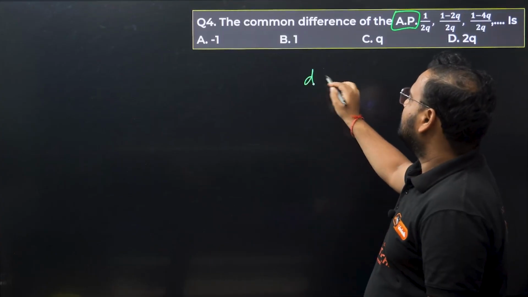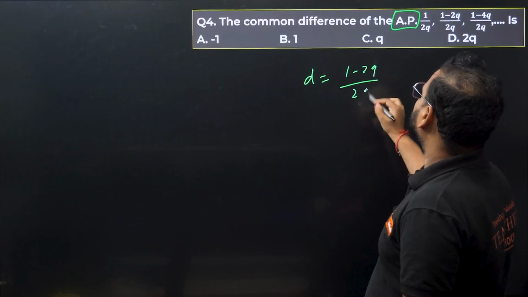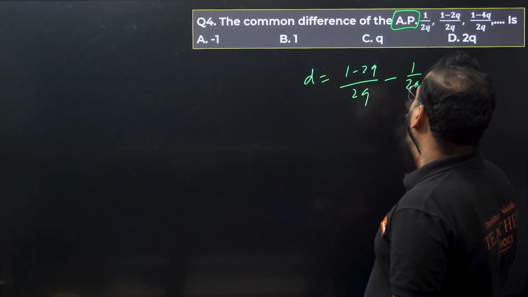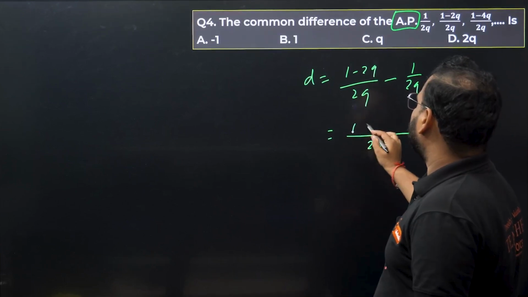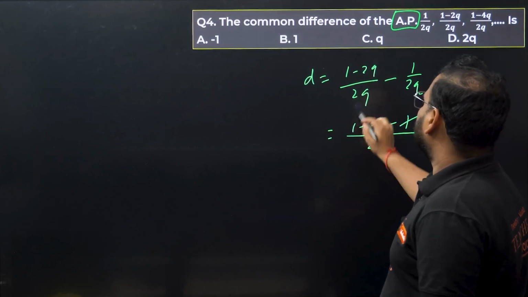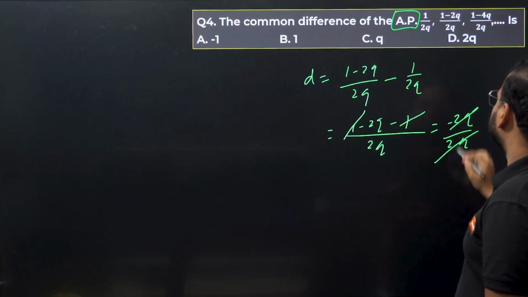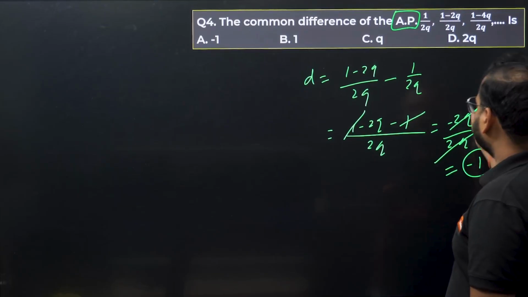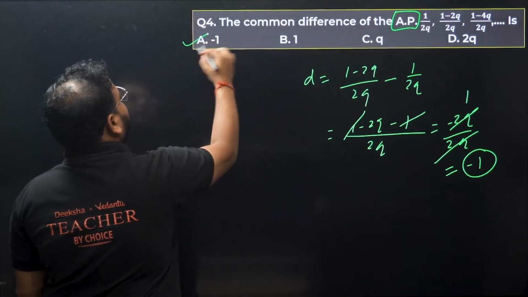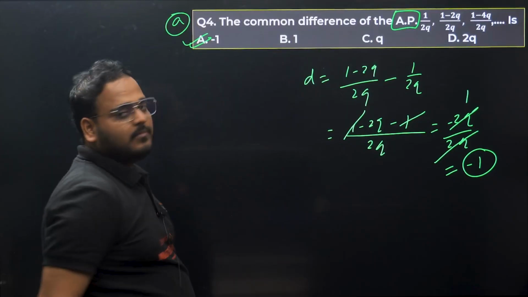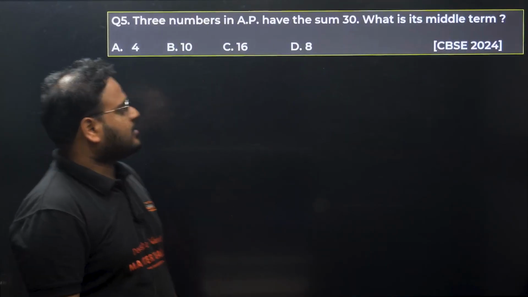Common difference is difference of 2 consecutive terms, right? So we have 1 minus 2q upon 2q minus 1 upon 2q. Take LCM. What do you get? You're getting over here 2q is the LCM, 1 minus 2q minus 1. 1 and 1 cancel. Answer is minus 2q upon 2q. Cancel this. You get the answer as -1. Option number is A. See? That's how the questions will be there in the MCQ side. Okay. Alright. Question number 5 now.